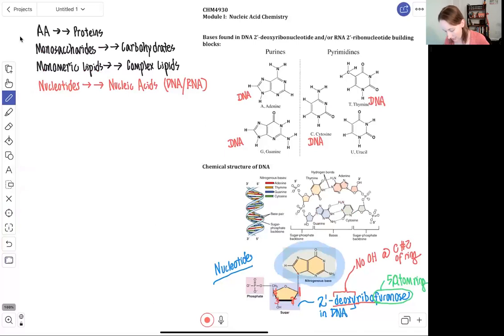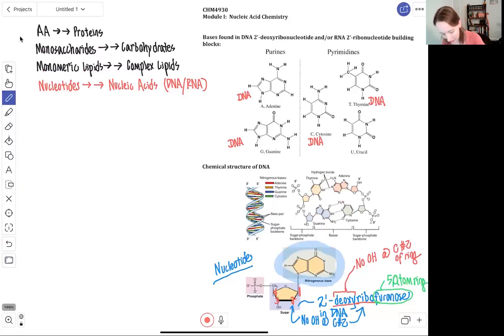And so when we say that it's 2' deoxy, what that means is that in the nucleotides that are the building blocks of DNA, there's no hydroxy group at this carbon number 2 of the ring. And that's why it's called 2' deoxyribofuranose. It's a ribofuranose because it's that 5 carbon sugar, ribose. And it's deoxy because the ribose has lost its alcohol functional group at position 2.